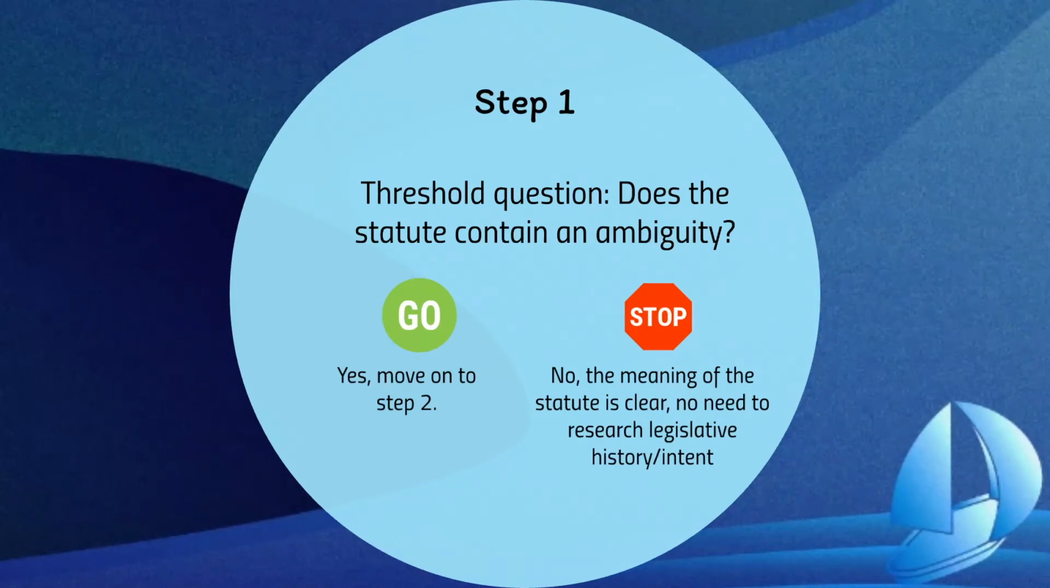First, consider whether the statutory language contains an ambiguity. This question is a critical threshold that must be overcome before you begin legislative history research. If there is no ambiguity in the law, if the meaning of the law is clear on its face, then analyzing legislative intent and therefore conducting legislative history research is not necessary. You may move on to the next step in your legal research plan.